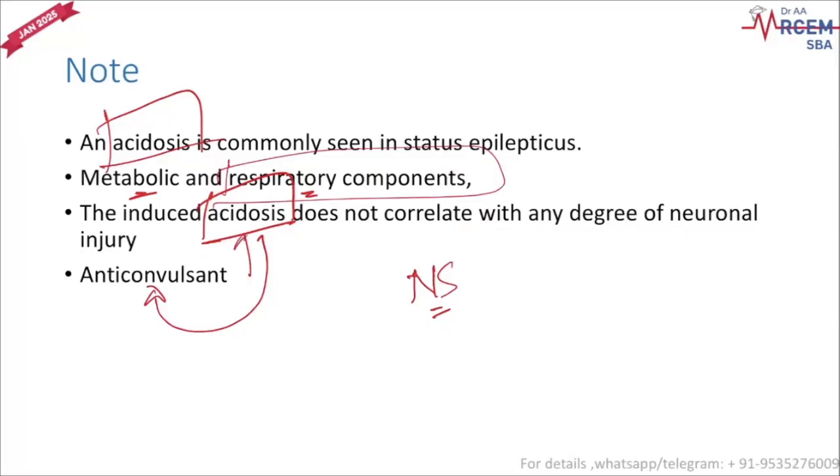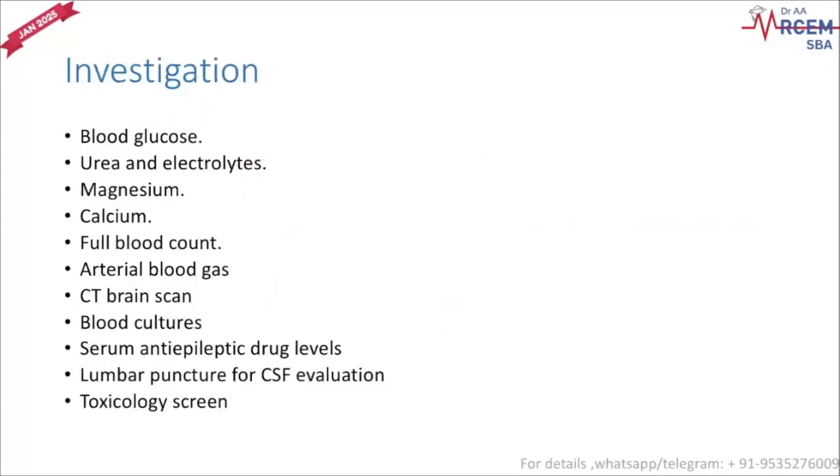So do not correct this acidosis. By correcting this acidosis, you will lose the anticonvulsant property. Acidosis has an anticonvulsant property. It might help to stop the epilepsy.